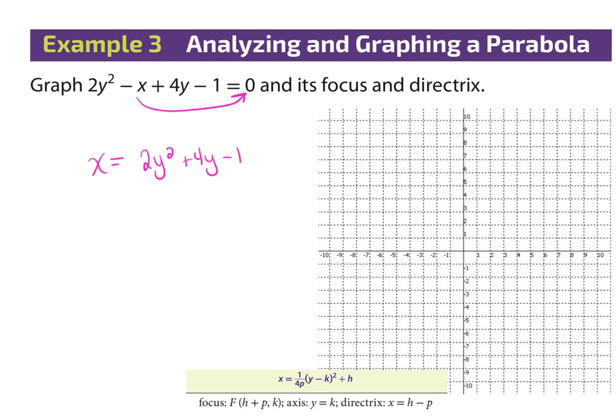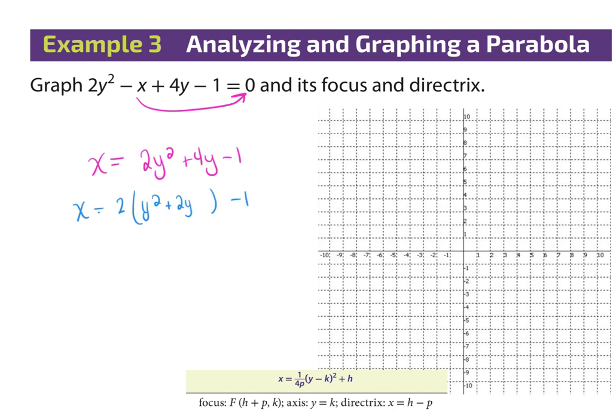Okay, so when I have something like this, I need to get it in vertex form, pretty much, is what we call it, right? A quantity, x minus h squared plus k. This is not in vertex form. To get this in vertex form, I need to factor that 2 out. So I'm going to say, that's 2 times y squared plus 2y, minus 1.